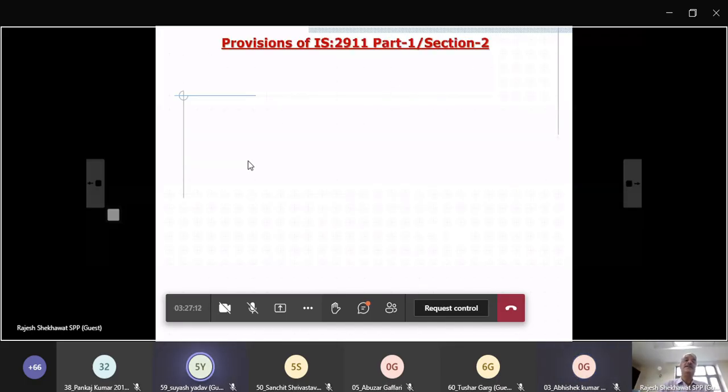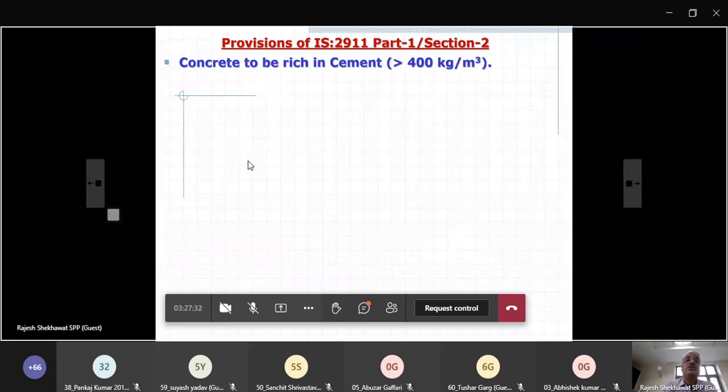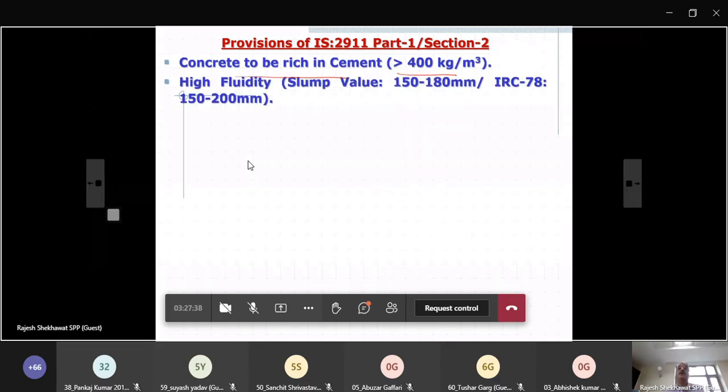These things are reflected in its properties. These are the provisions of IS 2911 Part 1, Sections 1, 2, 3, 4, regarding bored piles and their concrete, and also IS 2911 Part 1 Section 2. It tells what properties the concrete should have. It says concrete should be rich in cement, and cement content should be more than 400 kg per cubic meter. Quite high cement.